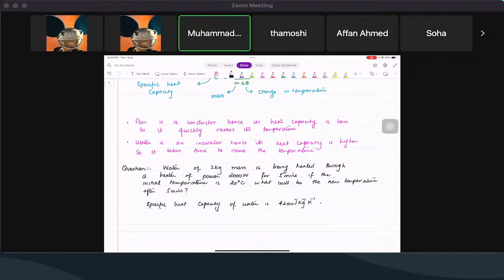So 18.1. 18.1 is the new temperature. Why? You see, it was already at 20. You heat it up, the temperature should be higher than 20. Why is it 18.1 then? Then 21.19.